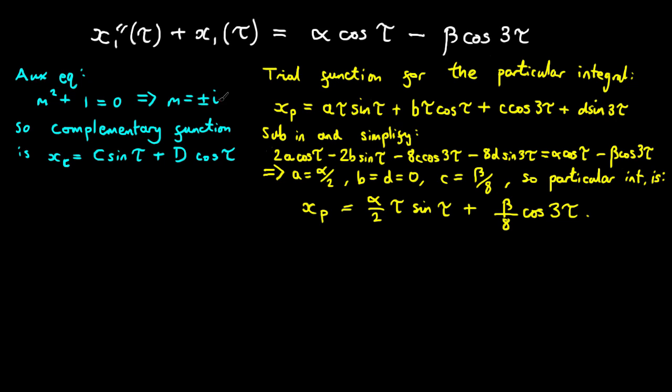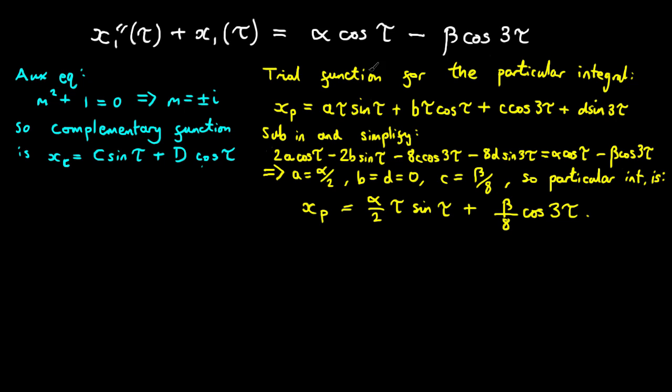That gives you that m is plus or minus i, so the complementary function is a linear combination of sines and cosines, with a couple of arbitrary constants. We don't know what these are yet. And then for the particular integral, we have some kind of educated guess at what the trial function should be.